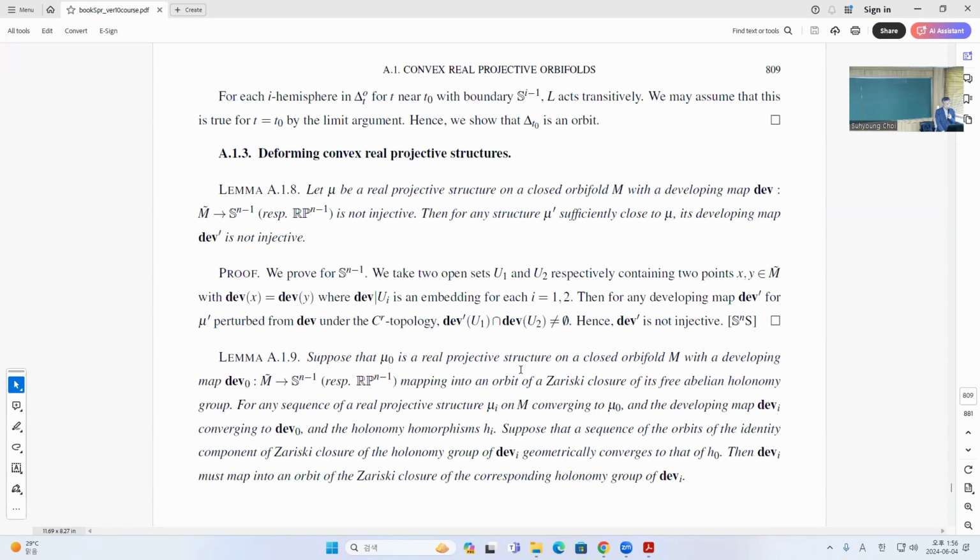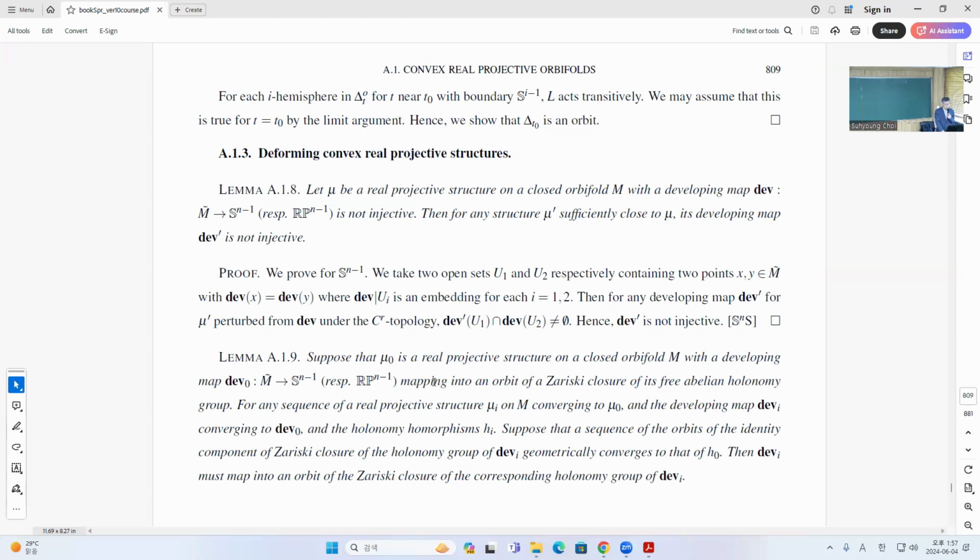Okay, so next is that if mu is a real projective structure on a closed orbifold with a developing map that's not injective, then any structure sufficiently close to it has a developing map that is not injective. So the reason is if you have open sets containing two points going there, then dev is an embedding for each U_i, and if you change it a little, then from this perturbation you still have intersection, so therefore it's not injective. Okay, so it's the sufficiently close case.